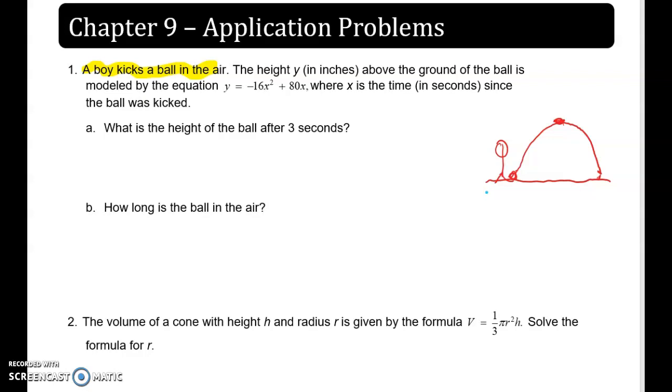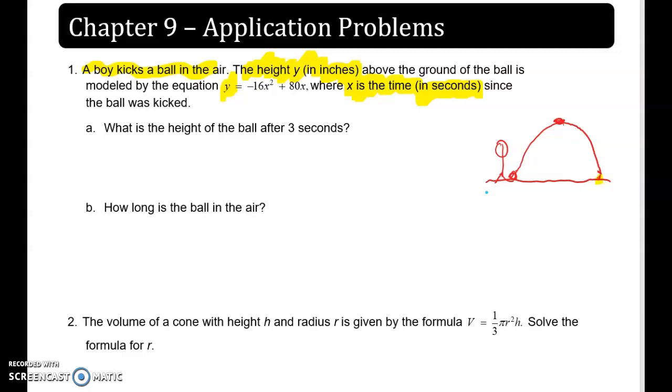So you always want to look at the parts of the problem. So in this case, y, or sometimes this will be an h, that is your ending height, okay? So sometimes, if you're throwing something in the air, it might be up here, but a lot of times that ending height, remember, like here, it's going to be 0, so think about that. So it says the height in inches above the ground of the ball is modeled by this equation, where x is the time in seconds. You want to pay attention to that. So how long did it take to kick this ball?